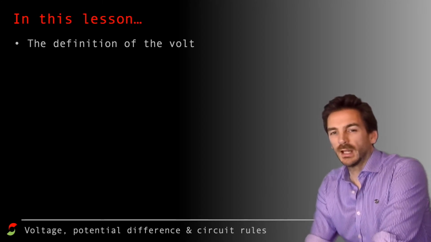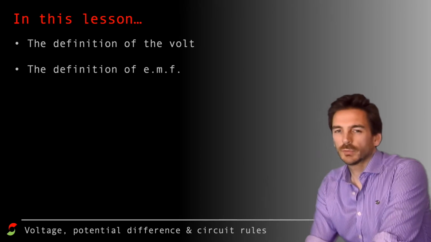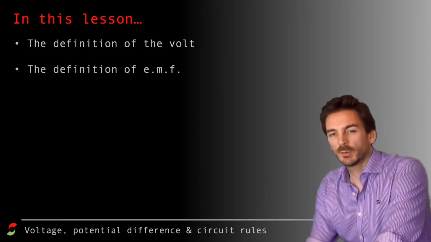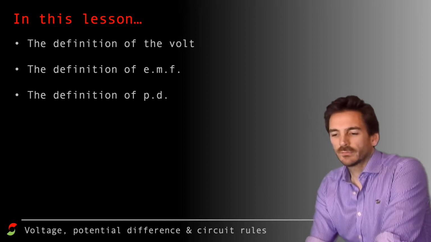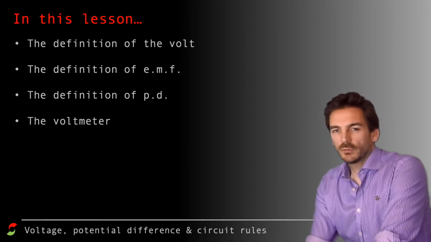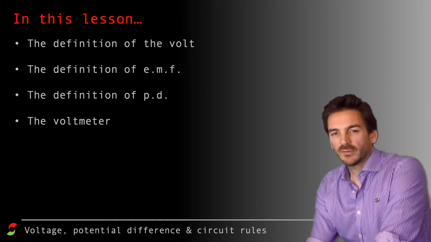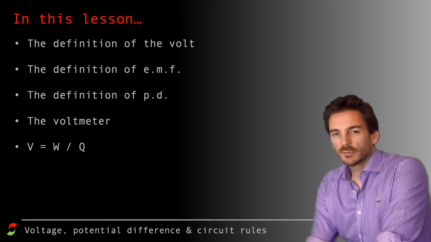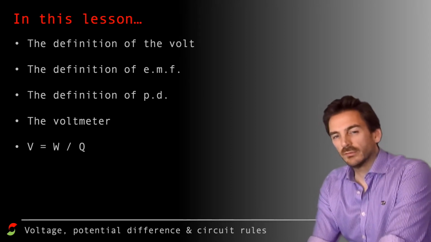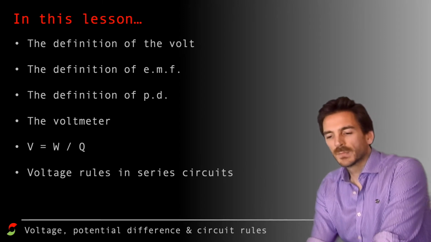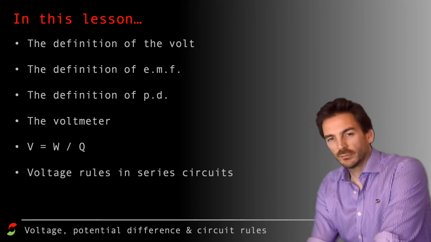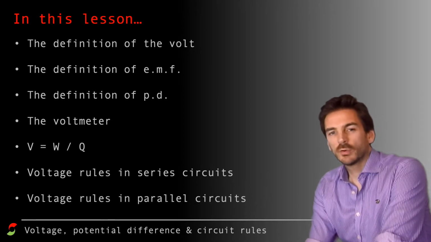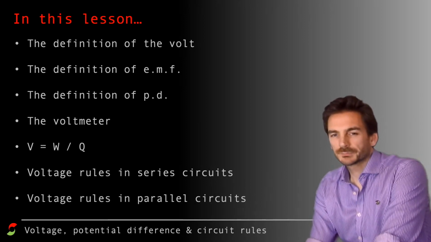We're going to be looking at the volt in this episode, also a bit about electromotive force or e.m.f, and also PD or potential difference, and how the voltmeter is used to measure potential difference. We're looking at the equation voltage is work done per unit charge, and also the rules of voltage and potential difference in series circuits and in parallel circuits.